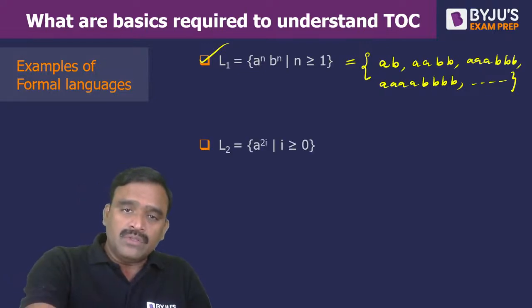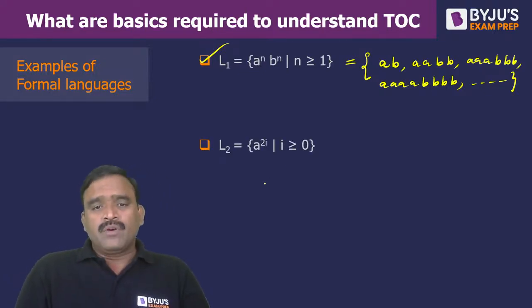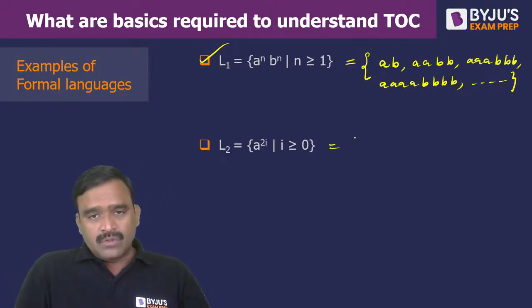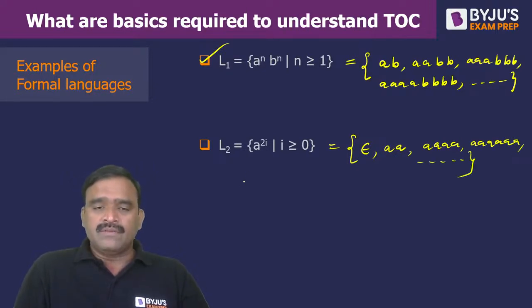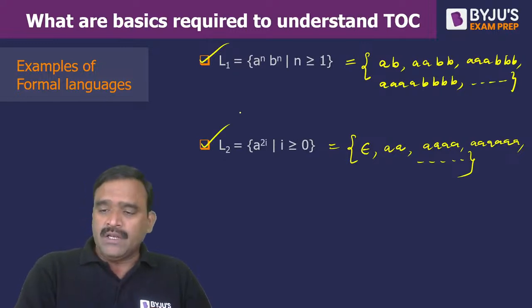Now coming to some languages: a power 2i, i greater than or equal to 0. If i is 0, we get zero a's, that is epsilon. If i is 1, you will get 2 a's. If i is 2, you will get 4 a's. If i is 3, you will get 6 a's. Like this, an even number of a's will come. So this is language L2.